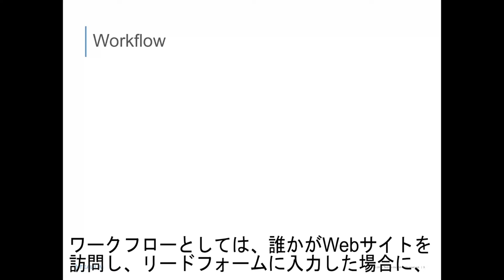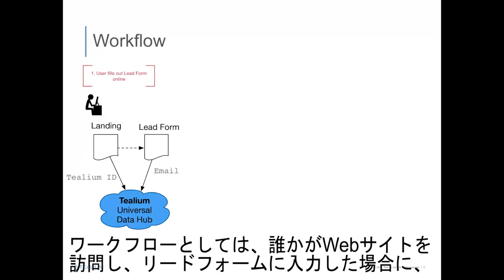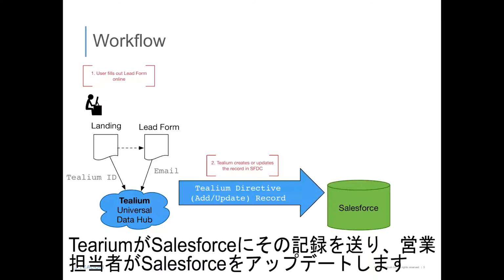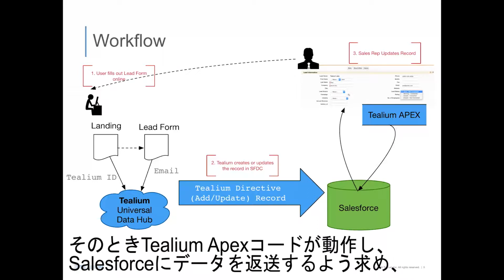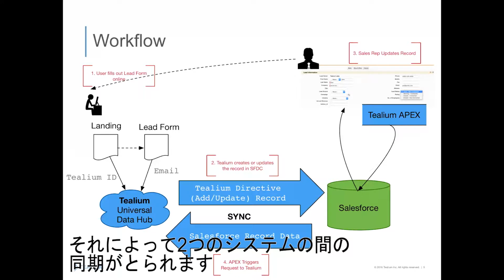For the workflow, first, somebody's going to come to our website and then they're going to fill out a lead form. When that happens, Telium is going to send that record into Salesforce. A sales rep maybe picks up the lead, starts to work it, makes some adjustments to Salesforce. And when that happens, some Telium Apex code that we've installed will tell Salesforce to send data back into Telium. That puts the two systems into sync.